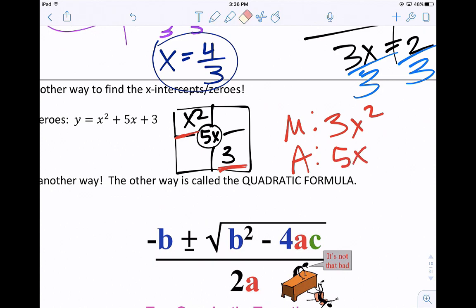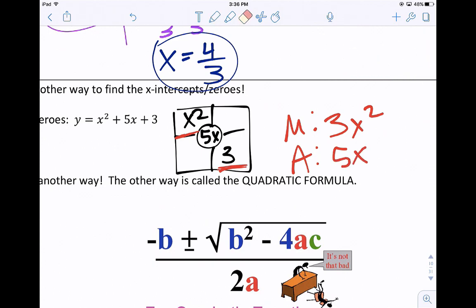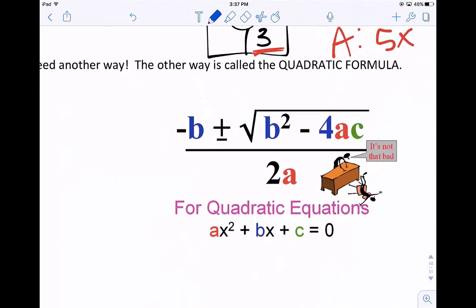All right, so factors of 3, well, 3 is prime. So the only factors of 3 would be 1 and 3, or -1 and -3. And no combination of 1 and 3 will give us a 5. So this one is not factorable, which means that we won't have like whole number zeros here. All right, so another way to find the zeros is called quadratic formula.